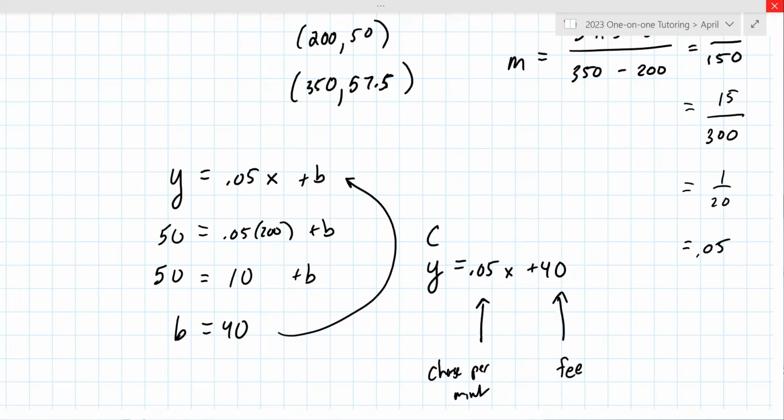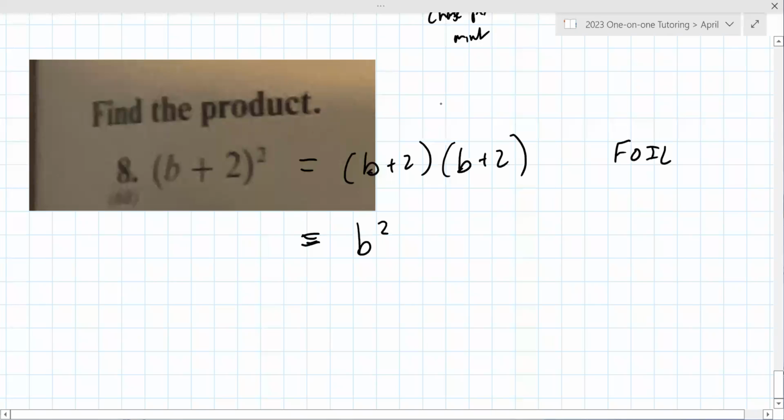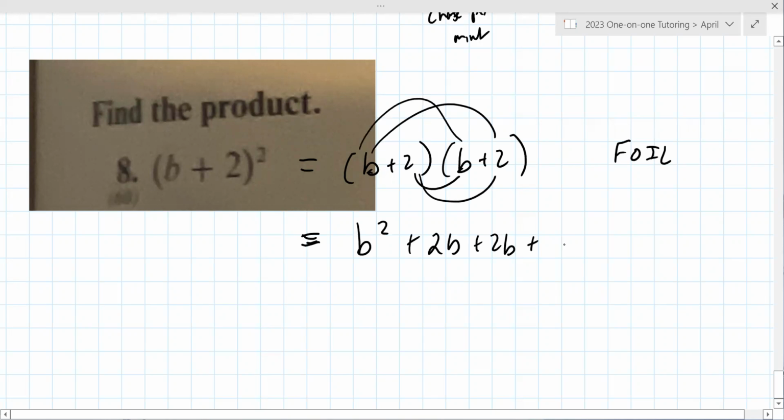We guess we got enough time to do 8 and 9. I'll just do 8 real quick. All right, so find the product. You do have to write it out as b plus 2 times b plus 2. And then you have to FOIL this. So FOIL stands for first times the first, b times b is b squared. Then the outer b times 2, 2b, then the inner 2b, and then the last, which is 2 times 2 or 4. So b squared plus 4b plus 4.